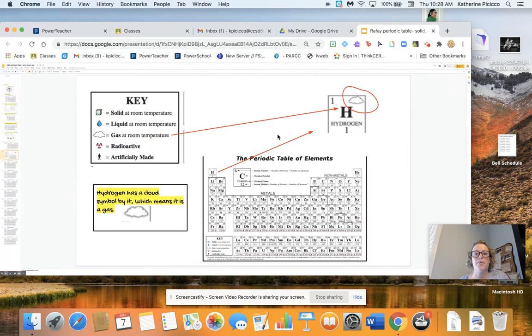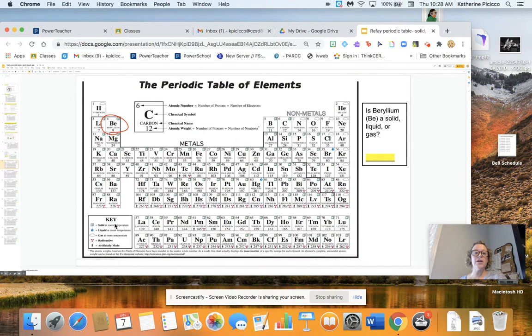So let's look at an example. If we look at hydrogen, we notice that hydrogen, if we zoom in, has a cloud by it. And that cloud means that it's a gas at room temperature. So hydrogen is a gas. What I'm going to do on the rest of the slides is look at the periodic table and see what's circled. This is beryllium. And I notice that there's a box in the corner of it. A box means it's a solid. So over where it asks the question, is beryllium a solid, liquid, or gas? I'm going to say that it's a solid, and I'm going to type it in. Then I'm going to go to the next one.